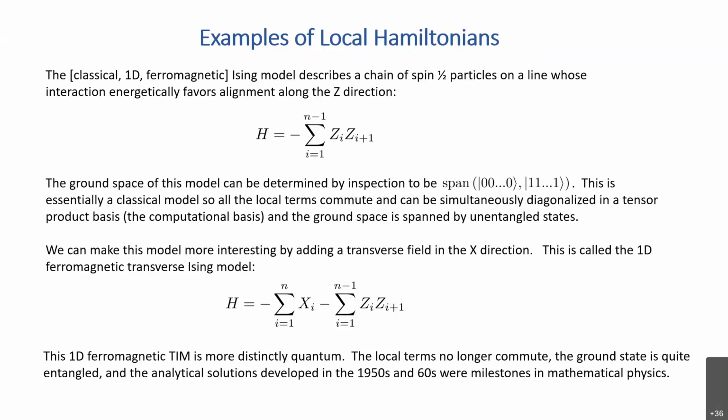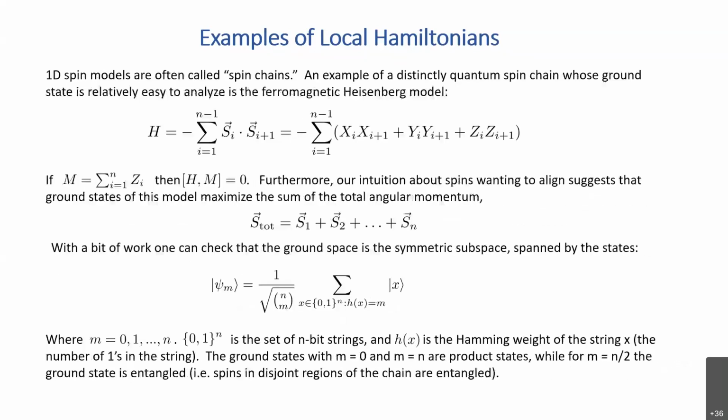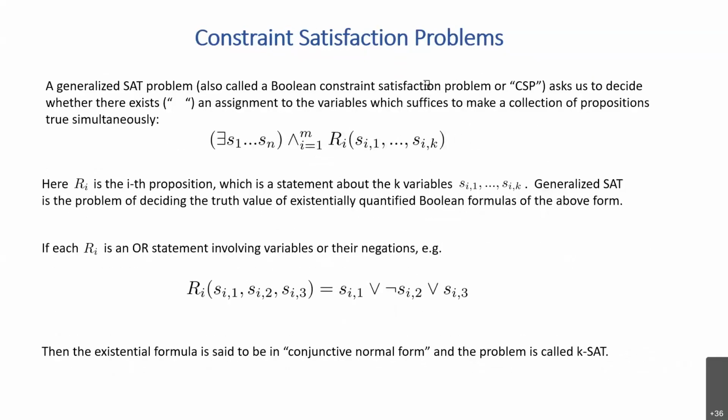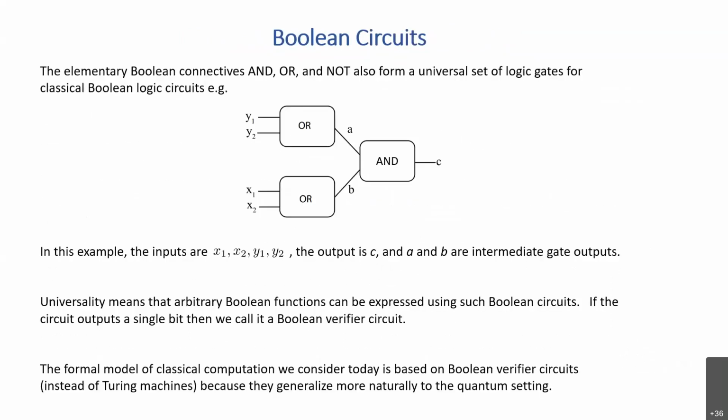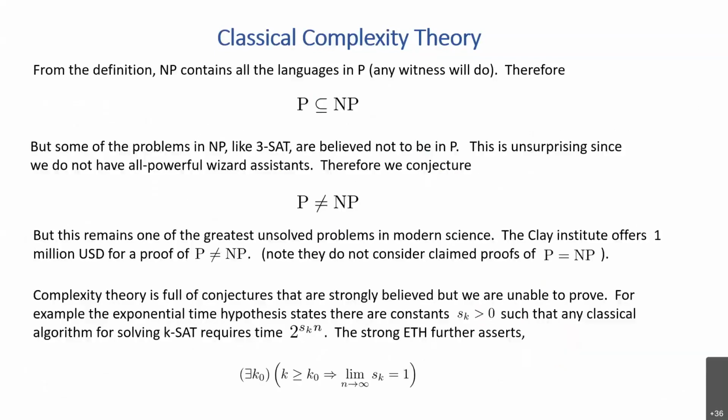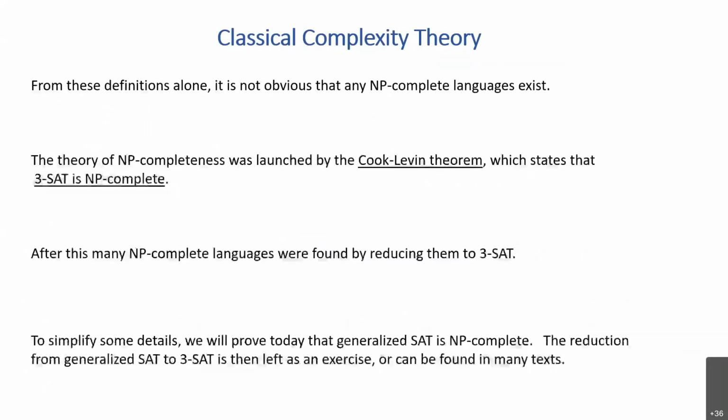Great. Next question is from Zach, and he says, I recall 2SAT falls into P. Is there an intuitive reason why 3SAT is such a substantial increase in difficulty? Yeah, well, it's correct that 2SAT is in P, and the best reason I can give is that 3SAT is the minimum you need to describe universal circuits that have 2 inputs and 1 output.